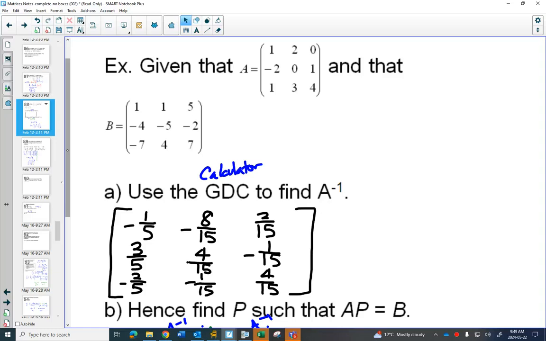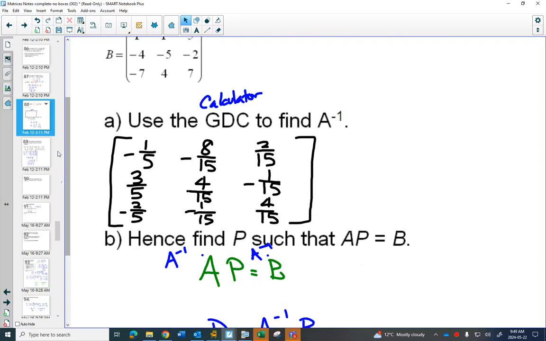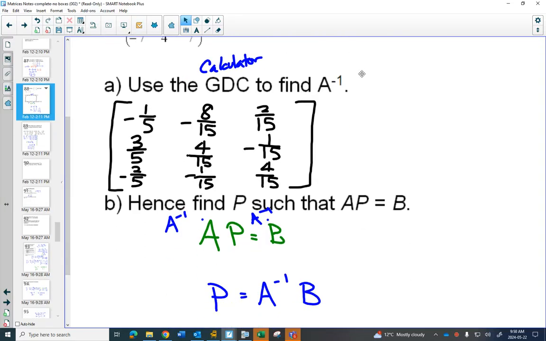Possible, but not very enjoyable. So what we can do is set up the equation, A times P is equal to B. Now, if you multiply by an inverse, you get the identity matrix, which is 1. So if I multiply A by A inverse, that will get rid of the A and the A inverse, leaving you with the identity matrix, which is 1, which would just leave you with P.